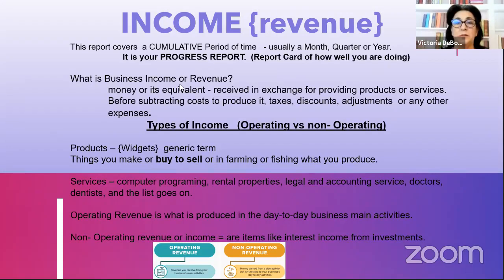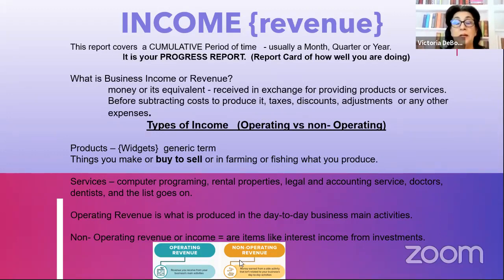So that's what income is. It's also called sales, it's called revenue, it's called services. There's lots of different names depending on what industry that you're in. But there's also types of income. So there's operating versus non-operating. So I will jump down to non-operating, which is this little graphic I have here at the bottom of the page.